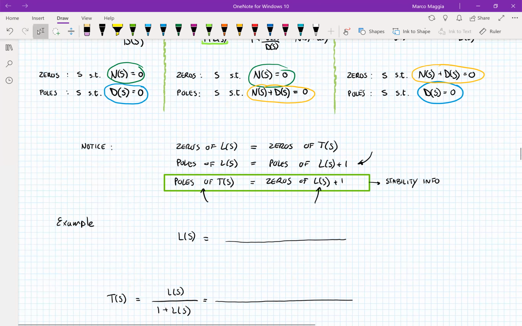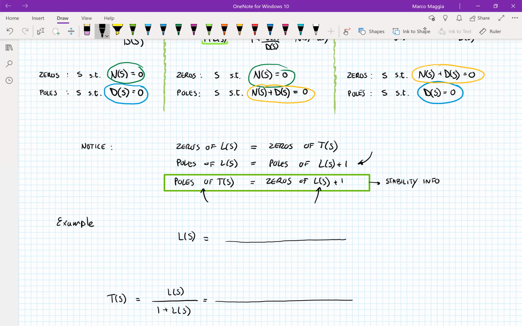Now, in this example that I'm going to show you, just simply looking at the poles of L of s and T of s, well, they are not really related, at least graphically. So you cannot really infer anything about the poles of T just looking at the poles of L.